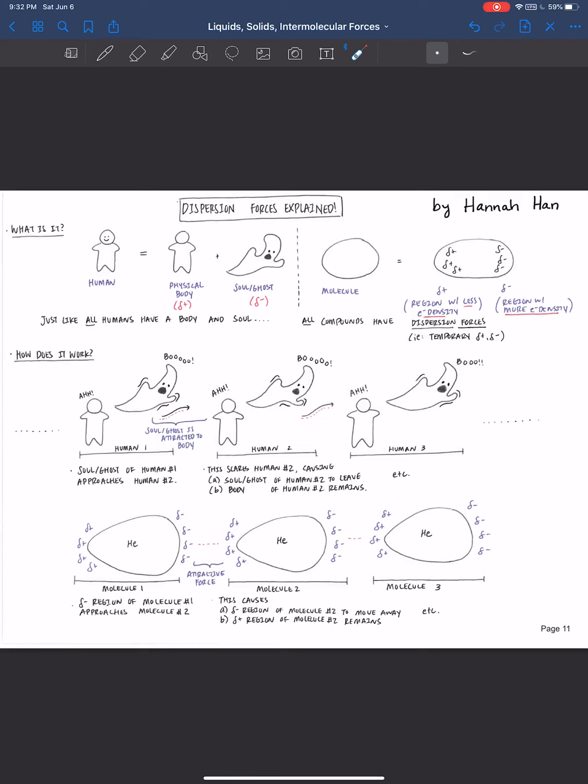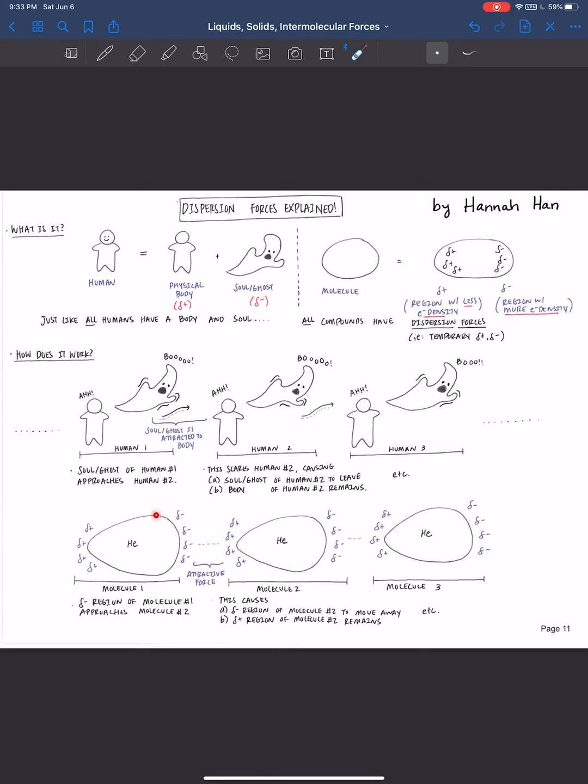Now, how does this work? Well, imagine that you have a human and he loses his ghost or soul. I'm going to call it a ghost because it looks like one. It's kind of cute, right? And it gets near another human. When that happens, that scares this human's ghost away, and so on and so forth. So there are these interactions based on nearby neighbors, right? As the ghost of human 1 approaches human 2, this scares human 2, causing its ghost to leave, but the body of human 2 remains.